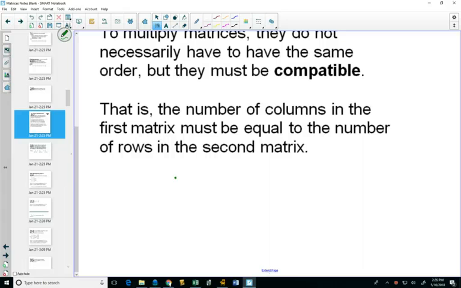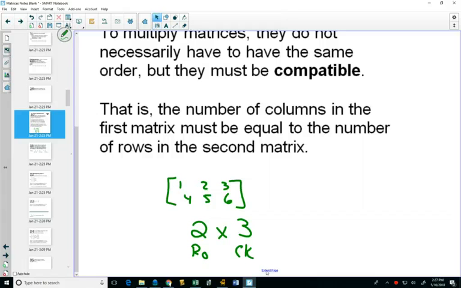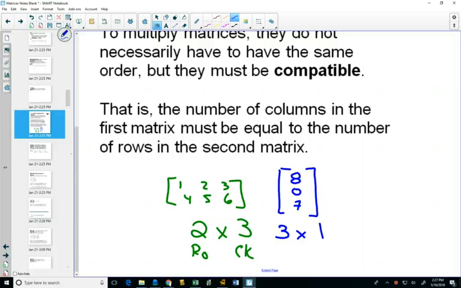I can multiply a 2 by 3 by a 3 by 1. Again, this is matrices rock. And these middle numbers have to be the same.